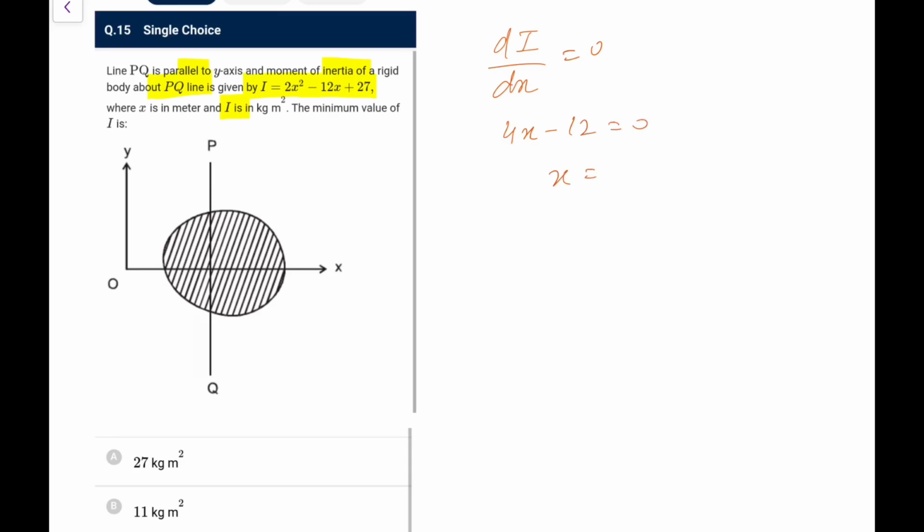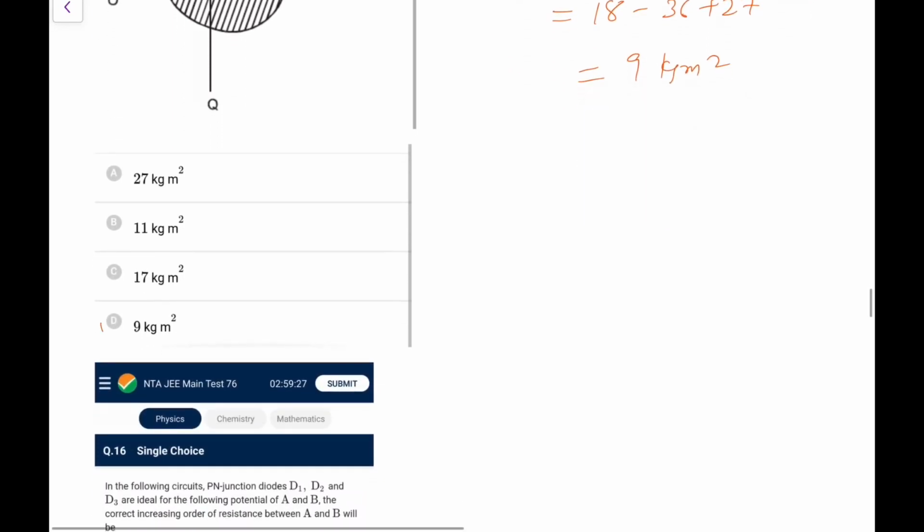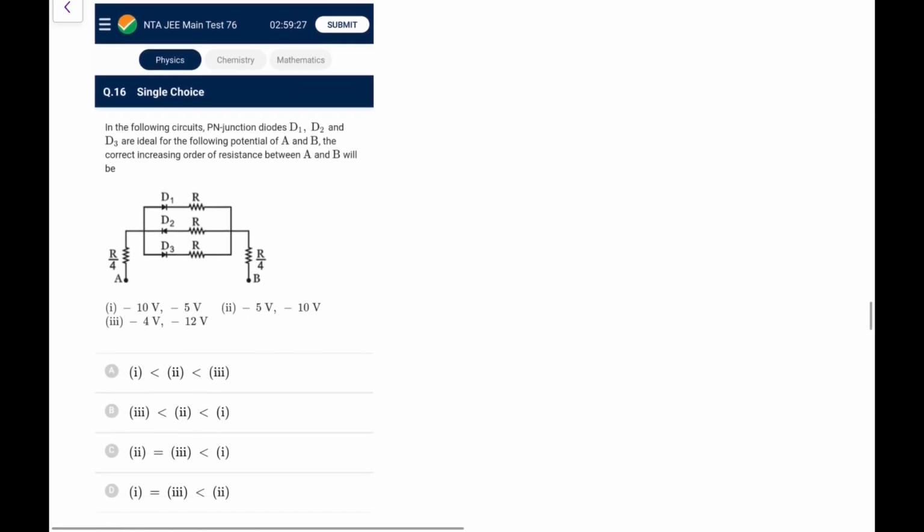So 4x minus 12 is 0, so x comes out as 12 by 4, that is 3. So I minimum would be 2 into 3 square minus 12 into 3 plus 27, that is 18 minus 36 plus 27, it comes out as 18 minus 9, 9 kg meter square. If you solve it, it is option D. So it's again a nice one, an easy one.